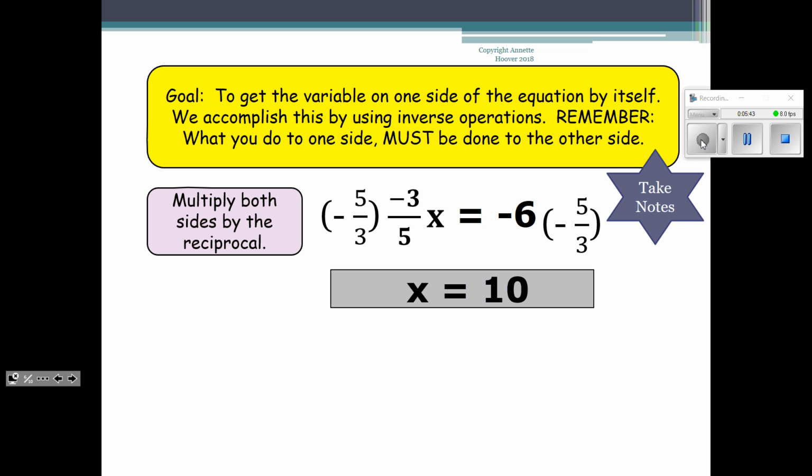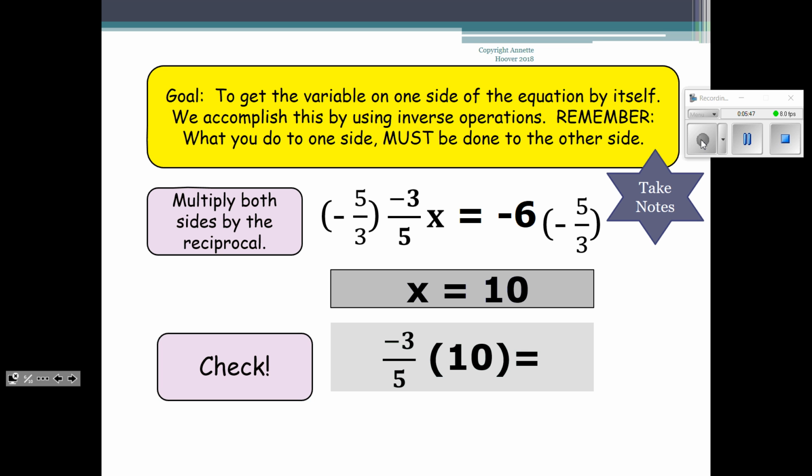Now we could check that by plugging 10 back into the original equation. And when you plug in a whole number, it's like it being over 1. And if we cross cancel, divide by 5, we would see that on top we have negative 3 times 2, which is indeed negative 6, which was our original equation. So when dividing by a fraction, you're going to get rid of it on one side by multiplying by the reciprocal, the flip of it.